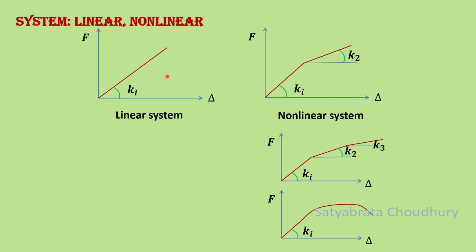Now in this slide we are explaining what a linear system and a non-linear system are. Suppose you have the force response, force versus displacement. When it is a straight line response, it is a linear system. In the second figure, the system is showing bilinearity. Here the stiffness is changing: initially it was K1, now it is K2. So it is a bilinear system or non-linear system. It can also be a multilinear system or a curvilinear system. These are all non-linear systems.